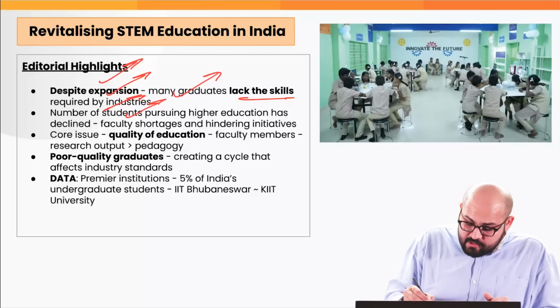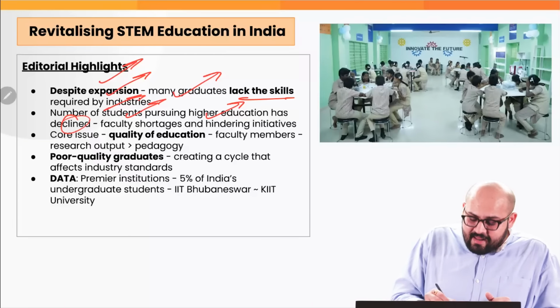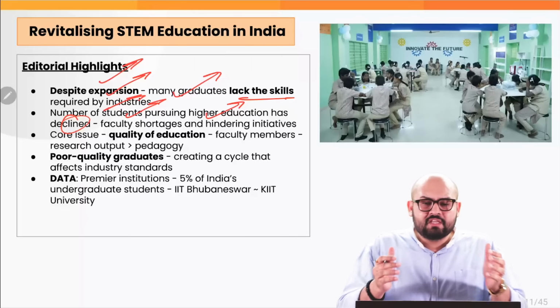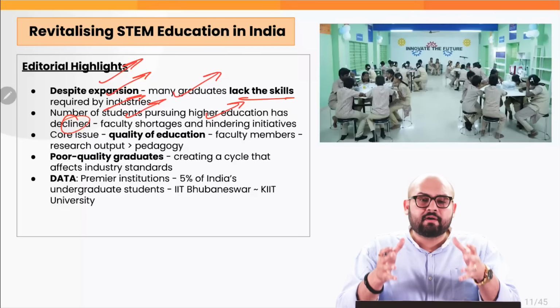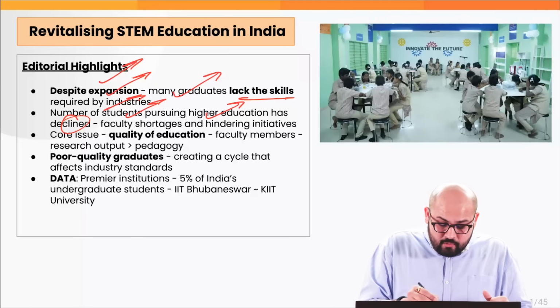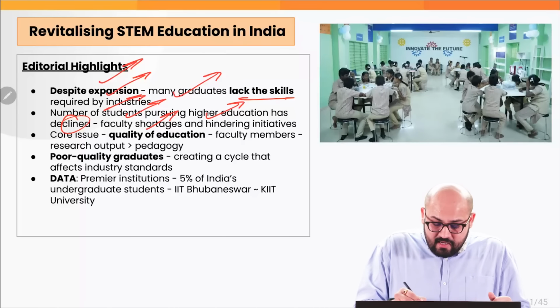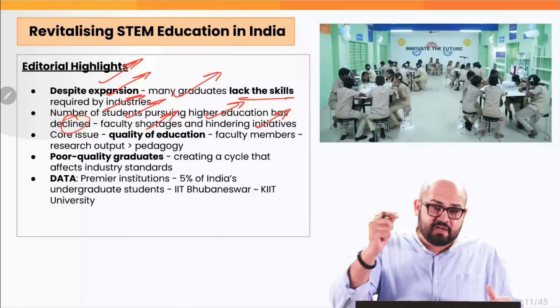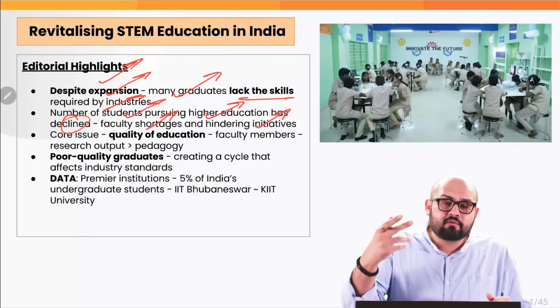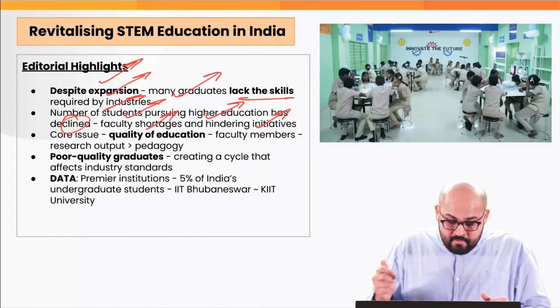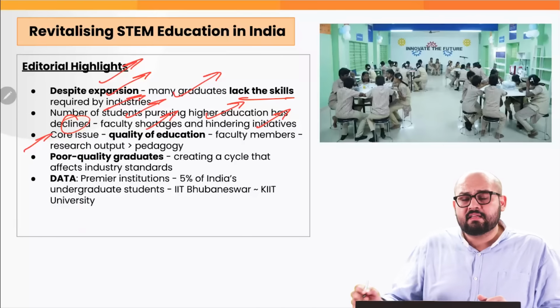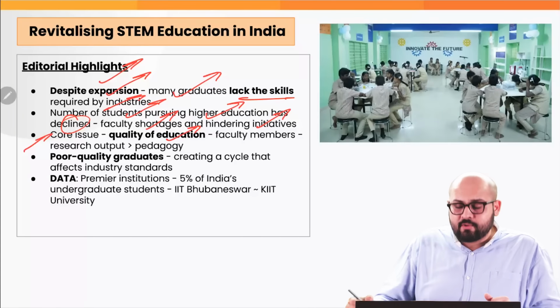Next, the number of students pursuing higher education has declined. Again, if you have a shortage in the number of students pursuing STEM, obviously it would lead to faculty shortages, and then it would hinder initiatives, especially in cutting edge areas, be it cloud computing or artificial intelligence.